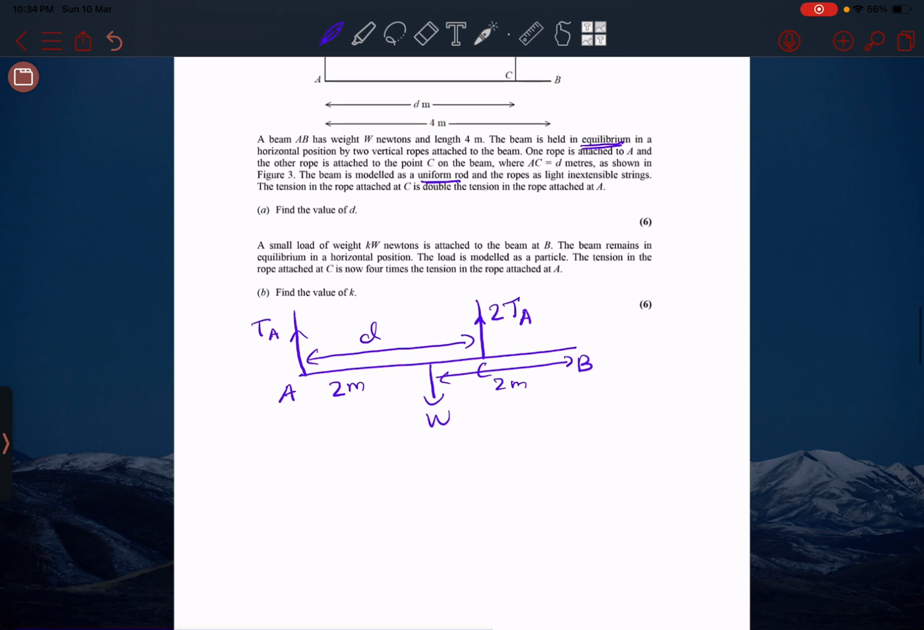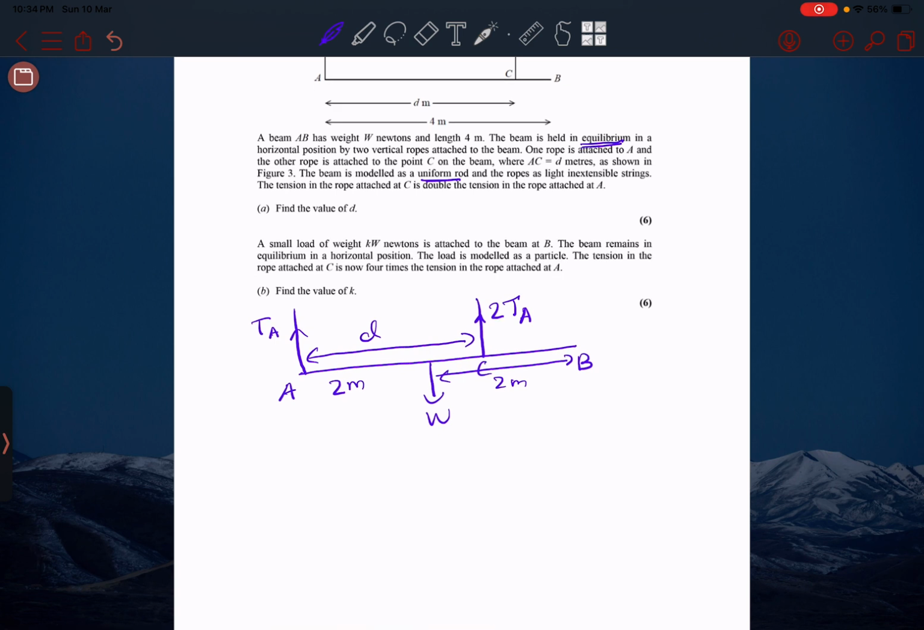If we resolve vertically, it's not really going to help us, mainly because we will have 3TA equal to W, so it's still an expression. W doesn't really help us. So to find D, the next best option is to take moments. I wouldn't take moments at B because then I don't know what this distance is. I wouldn't take moments at C because I then wouldn't know what this distance is. So the only possible way is taking moments at A.